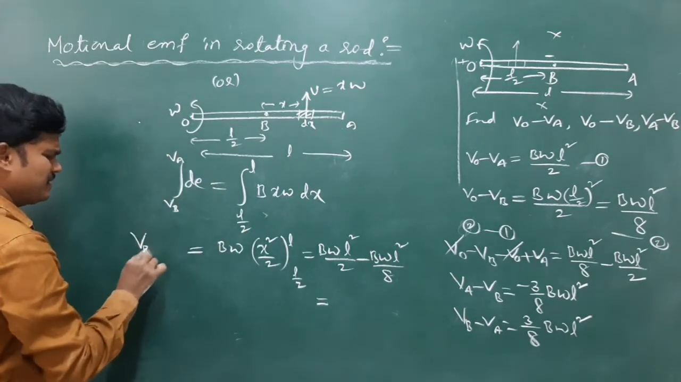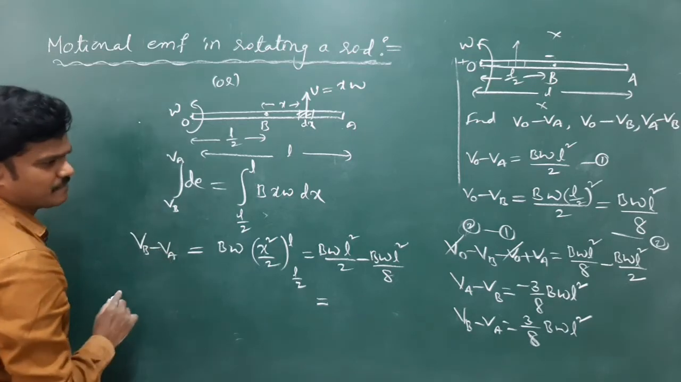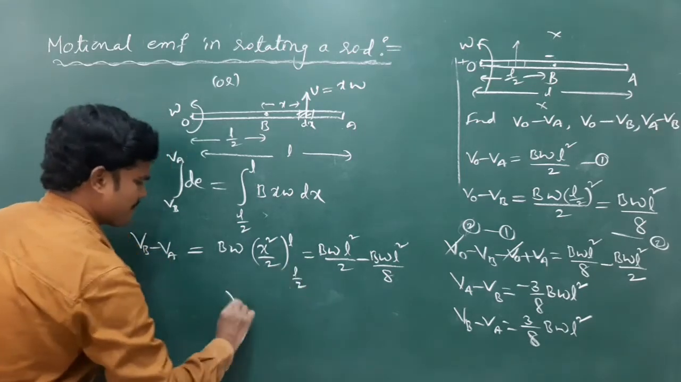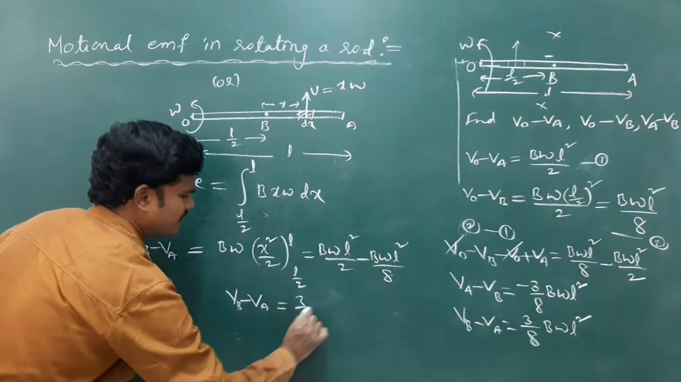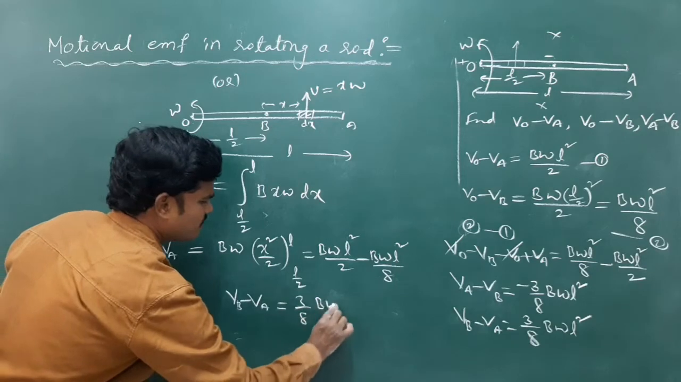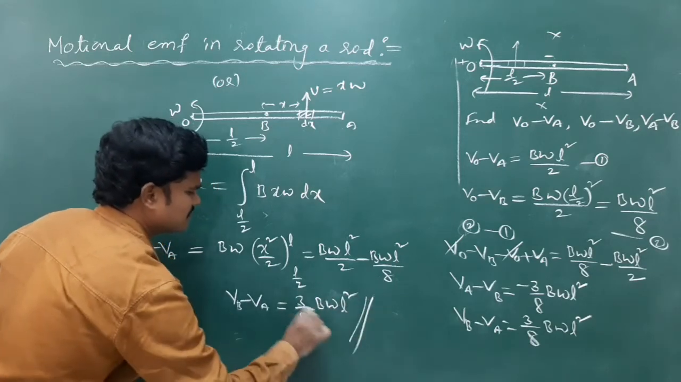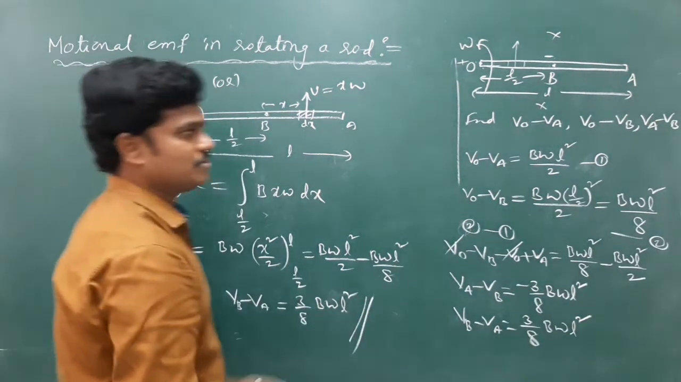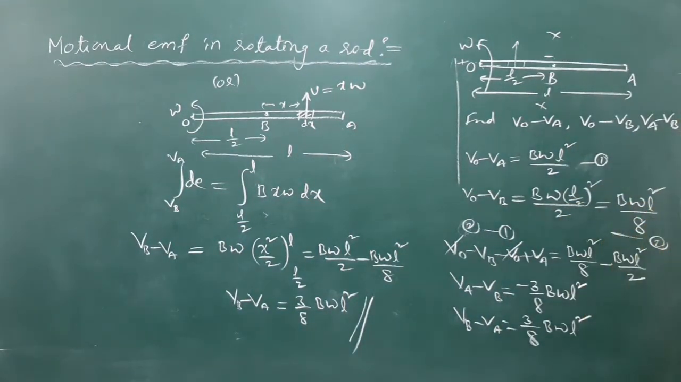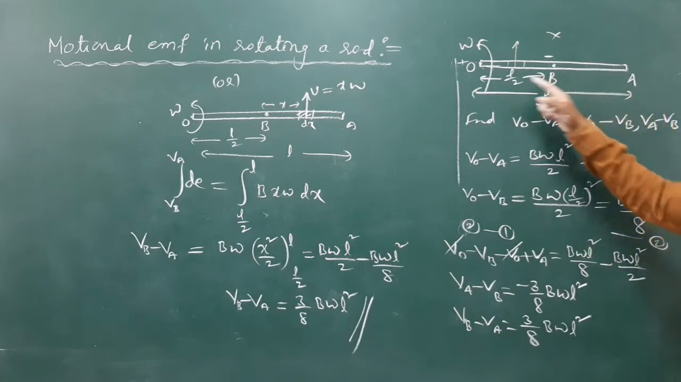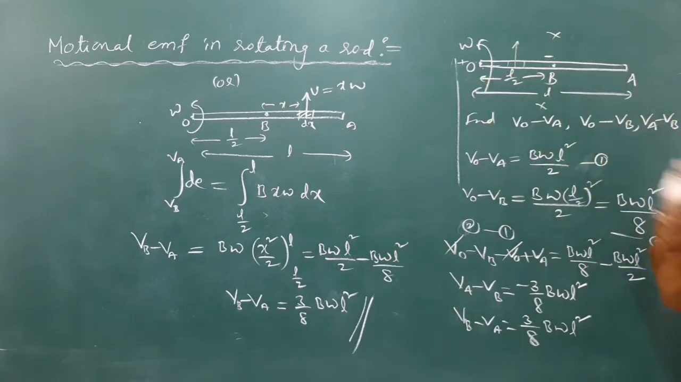So VB minus VA. Here VB minus VA, it is 4 by 8 minus 1 by 8, that is 3 by 8 B omega L square. Same answer. Okay, so remember it. If L is the length of the rod, and it rotates with an angular velocity omega, then the formula is B omega length square by 2. Here I calculated VA, VB, VO; all we can find.